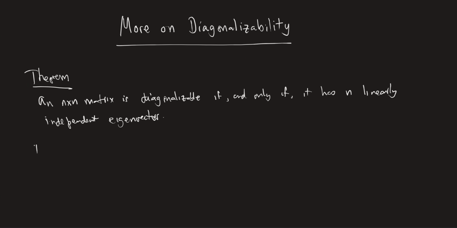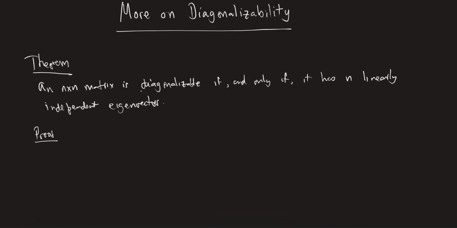All right, so let's take a look at the proof of this. Because it's an if and only if proof, we have to prove both directions. So let's start by assuming that the matrix is diagonalizable. Suppose A is diagonalizable. Well, what does that mean?